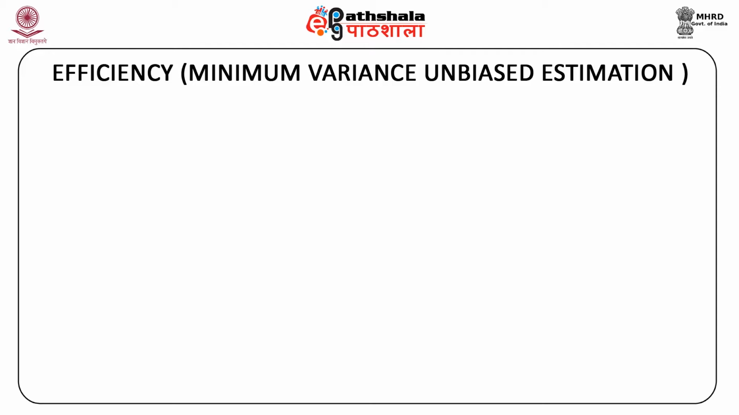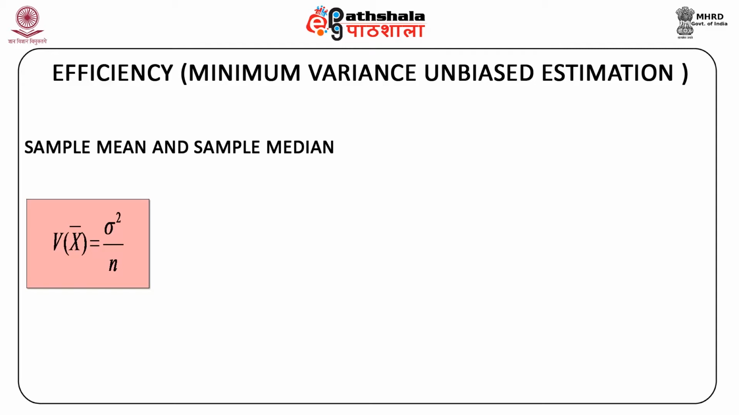The closer the estimate is to the true parameter value, the greater is the precision of the estimate. This can be illustrated by comparing the sample mean and sample median, which are both unbiased estimators of the mean of a symmetric population. Variance of x bar is equal to sigma square by n, and variance of x zeta is equal to pi by 2 into sigma square by n, where sigma square is population variance and n is sample size.